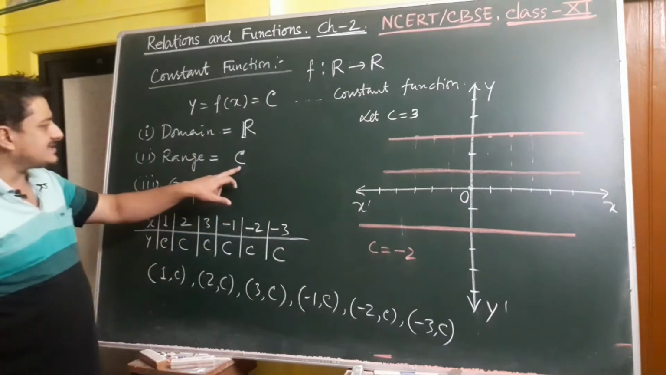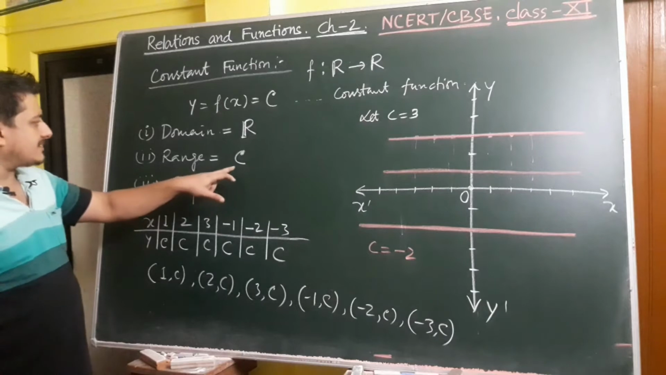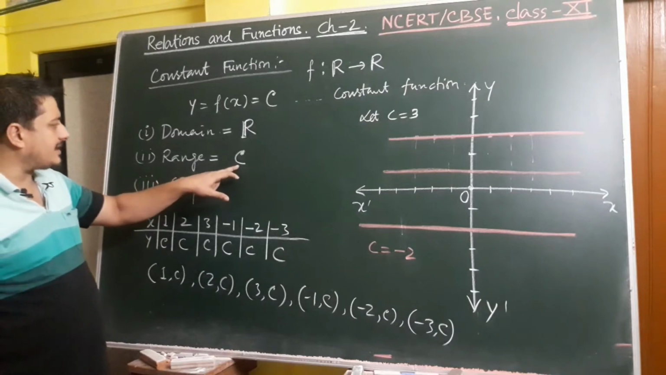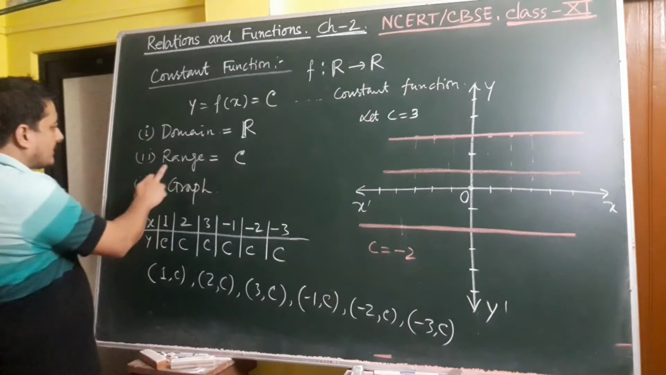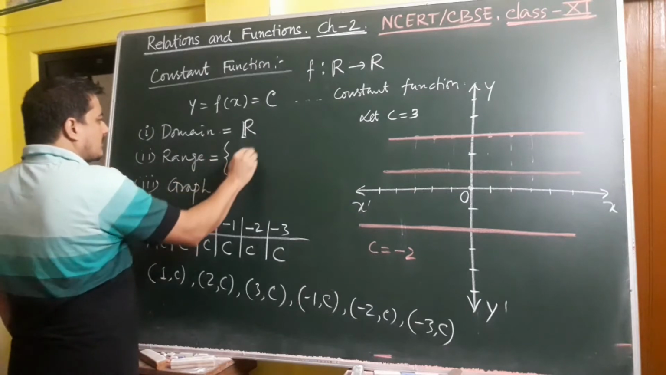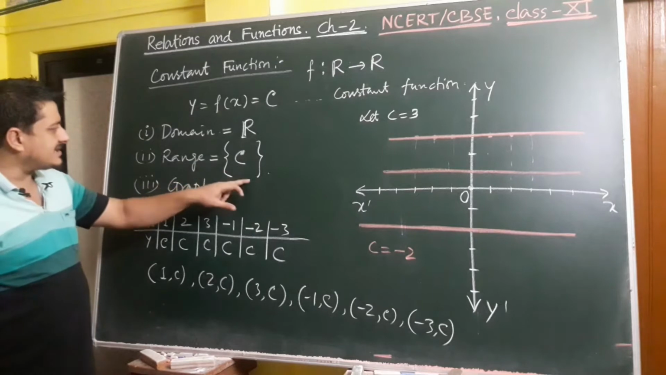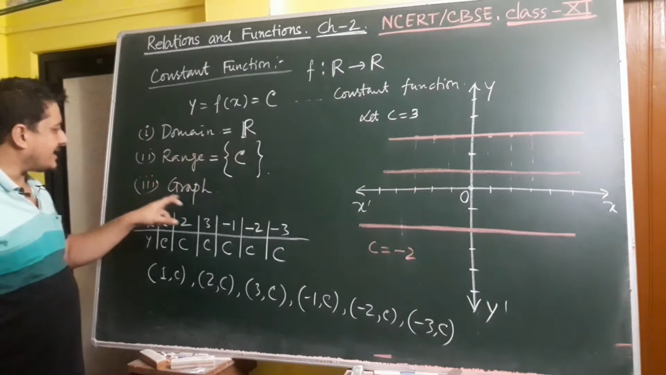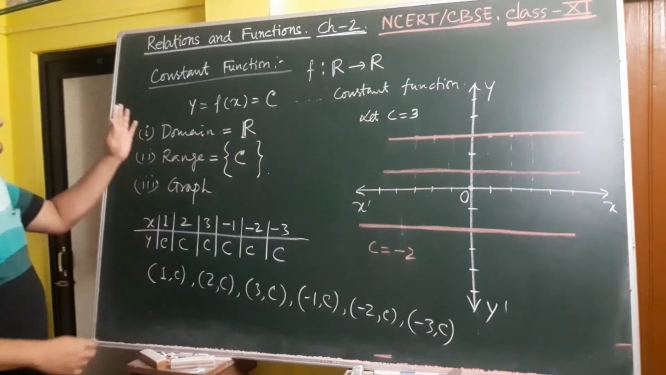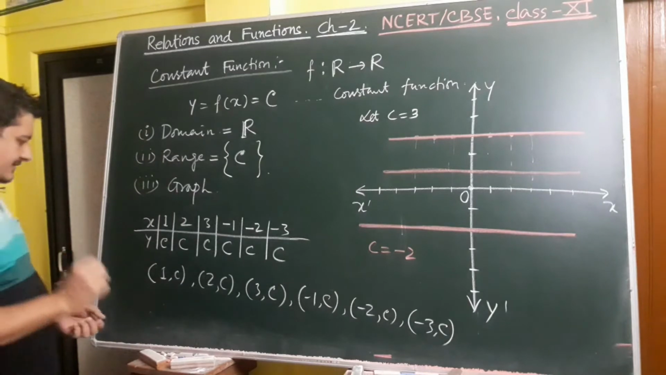Range is C, C is any real number. But is it the proper way? Is it the proper way to write only C? No, because range is a set. So you must write it like this. So range is this, domain is R, and the graph we have drawn. So we have completed this constant function.